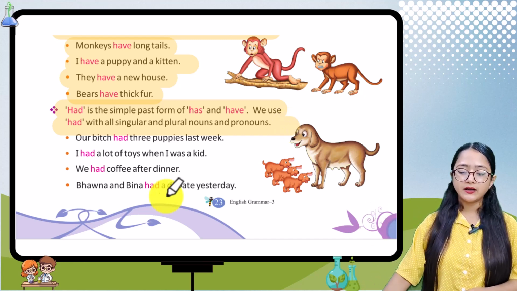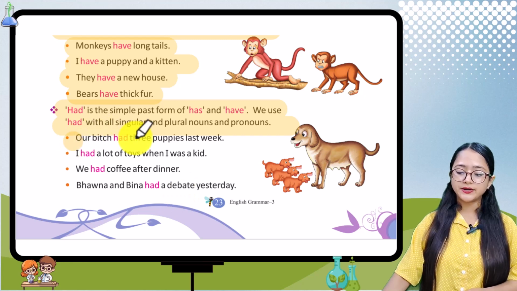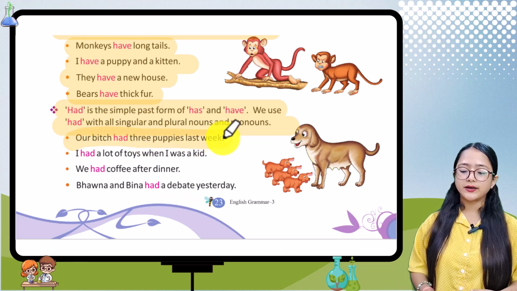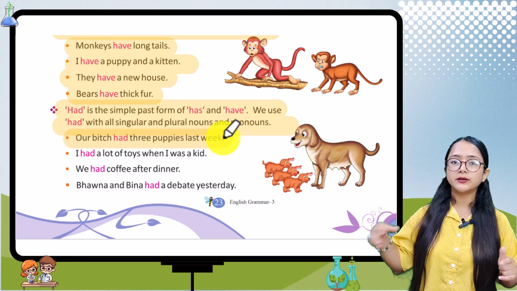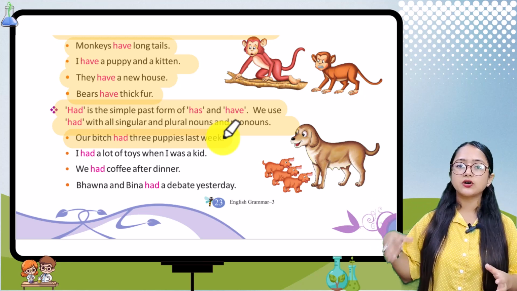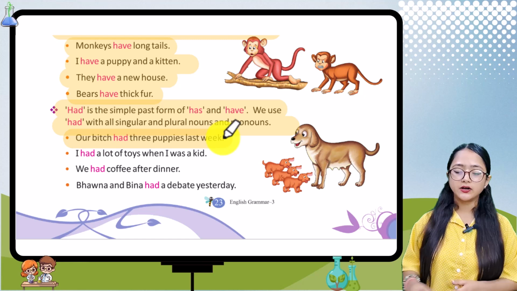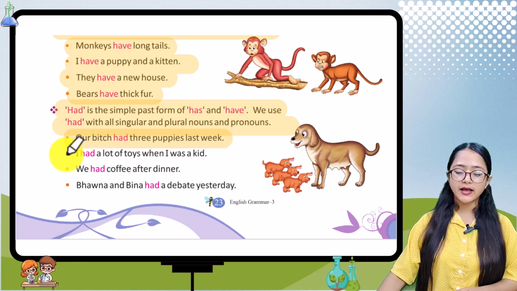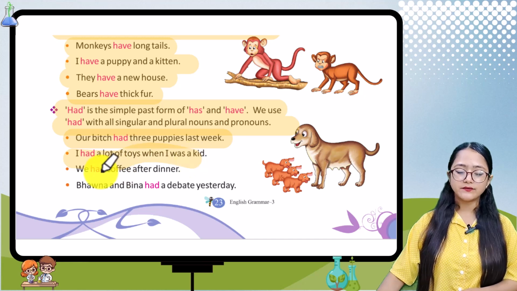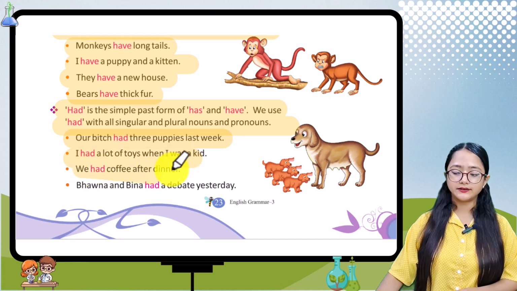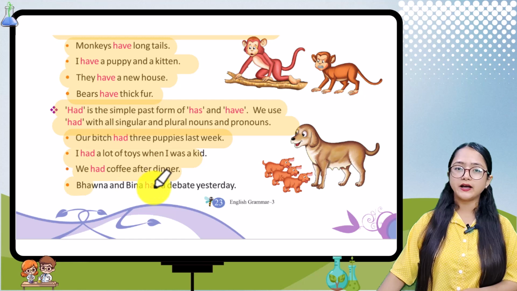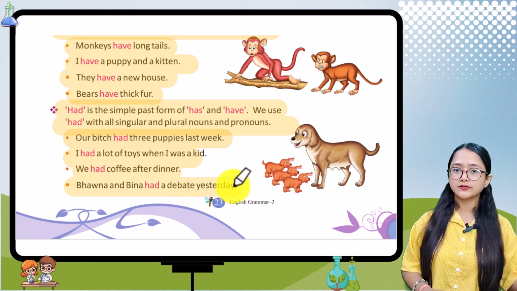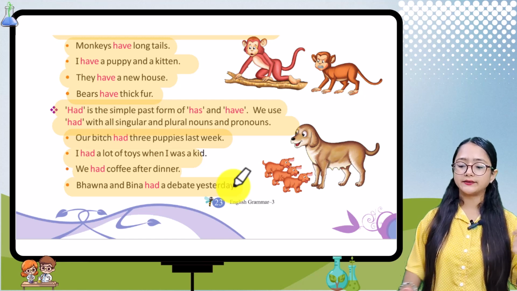For example, our dog had 3 puppies last week. So it is talking about the past, the thing which already happened. Next example, I had a lot of toys when I was a kid. Next one, we had coffee after dinner. Next, Bhavna and Veena had a debate yesterday. So it is talking about the past, that's why you have to use had.